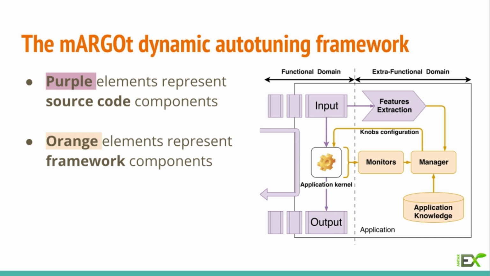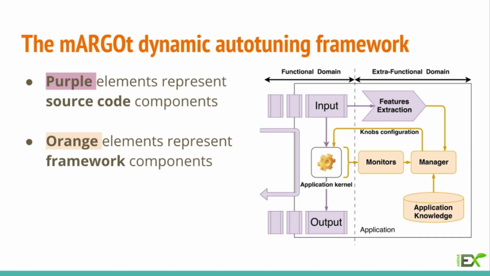To address this problem, we propose the mARGOt autotuning framework. This picture depicts the overall structure. If we focus on the functional domain, we might notice how the application reads a stream of inputs, it performs an elaboration, generating a stream of outputs. For simplicity, in this example the application is composed of a single kernel. However, mARGOt can address applications composed of several independent kernels.